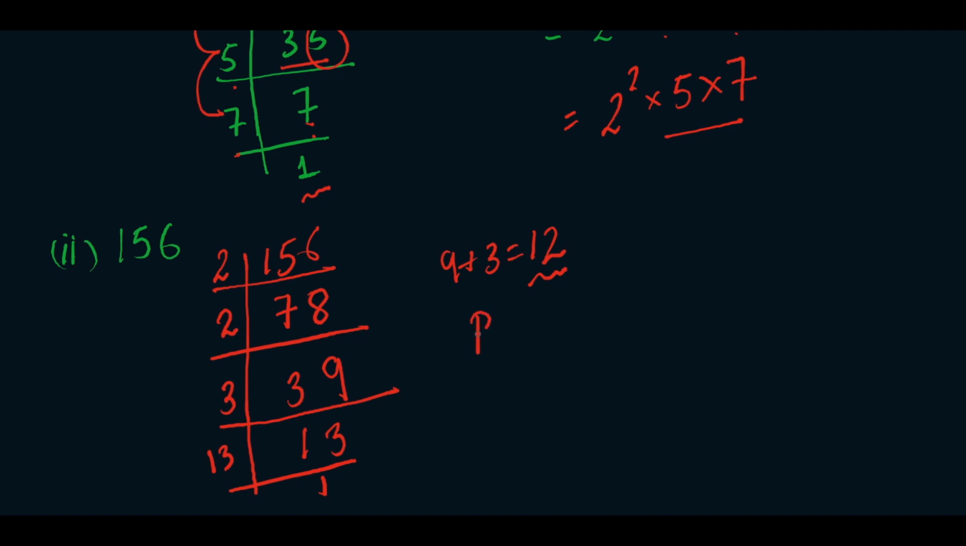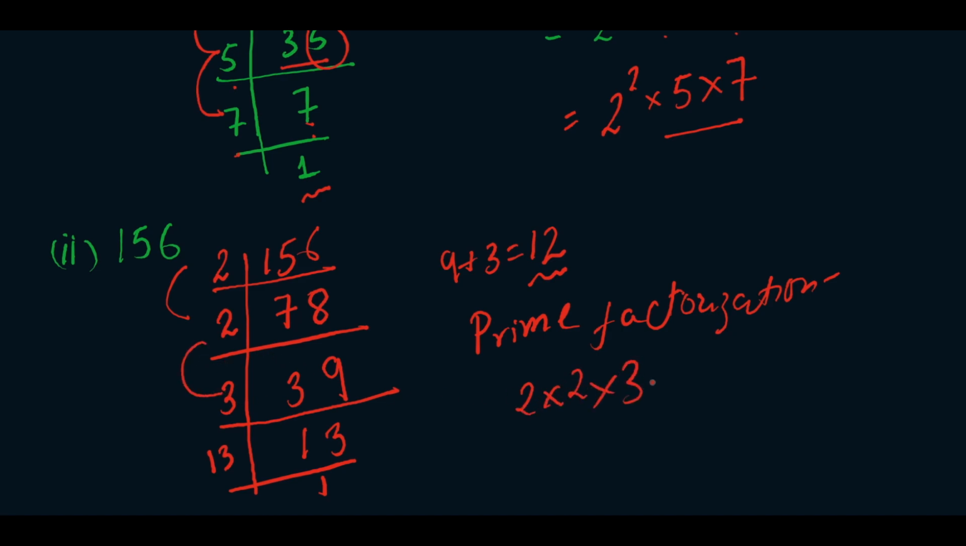So the prime factorization, we can write it as 2 into 2 multiplied by 3 multiplied by 13. So it is equal to 2 square into 3 into 13.